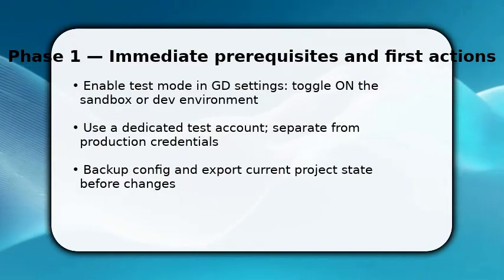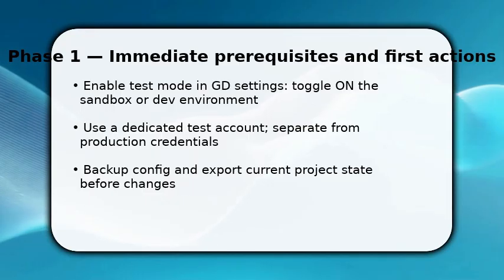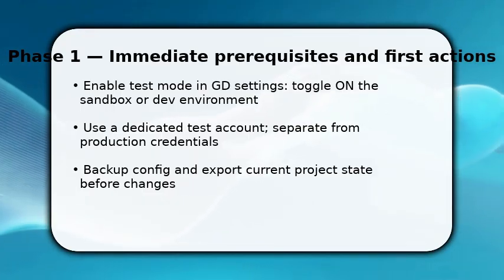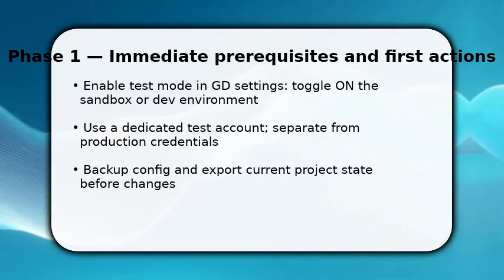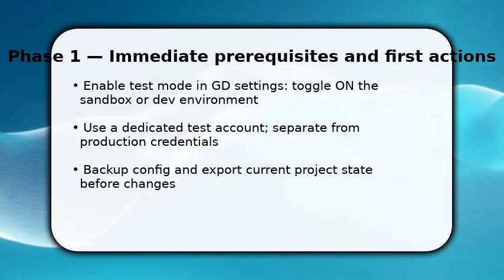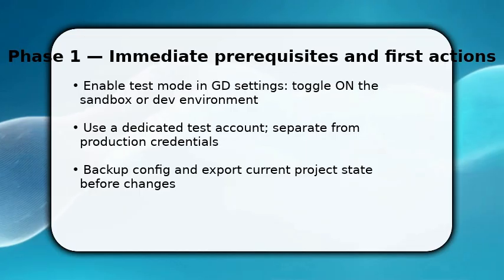You start by preparing the environment, enable GD test mode in settings, and switch to the sandbox. You do this so real users and data remain untouched. It isolates side effects. Once done, sign in with a dedicated test account and load the project snapshot. Make sure to export current configs and create a quick backup.